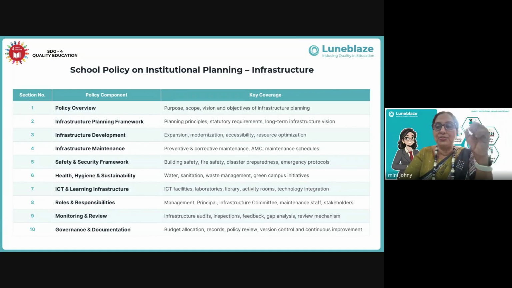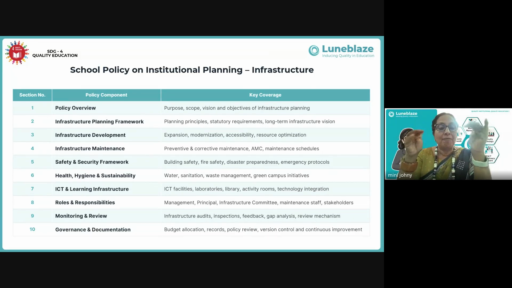So we should have a vision, and our objectives for infrastructure planning should be safety, as Pallavi said, it is a fact. Objectives of infrastructure planning are safety and compliance, efficiency of our resources and infrastructure, sustainability, accessibility, innovation, and accountability. This is what the policy overview covers.